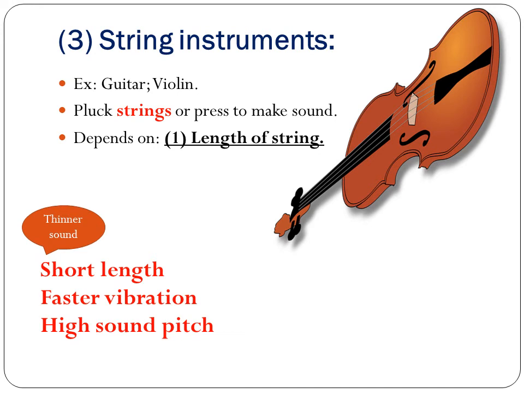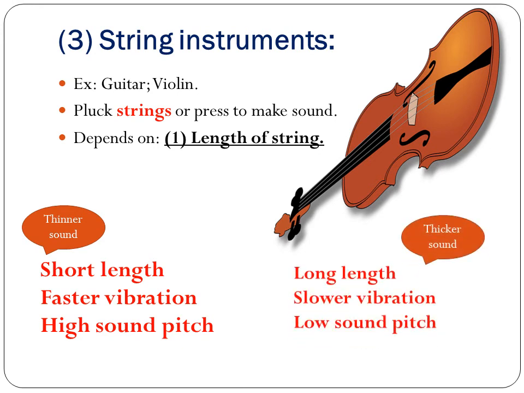If the string is short, it gives me faster vibration, thinner sound, and also high sound pitch. But if the length is long, it gives me slower vibration, low sound pitch, and thicker sound. So how does the musician do this? Do they cut the string? No, of course not. They just put their fingers on the string, pressing it to make the string short or long.